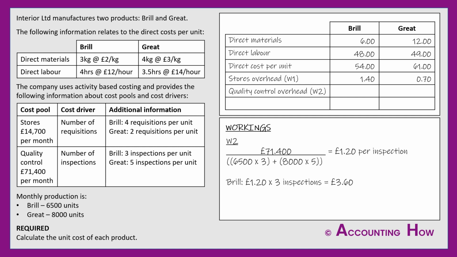So brill, 3 inspections, £3.60 then, and 5 inspections to make each unit of grate, multiply by the £1.20, £6. And then I'm just going to add these overheads to the direct cost per unit to find the total cost per unit, which is the answer to the question.